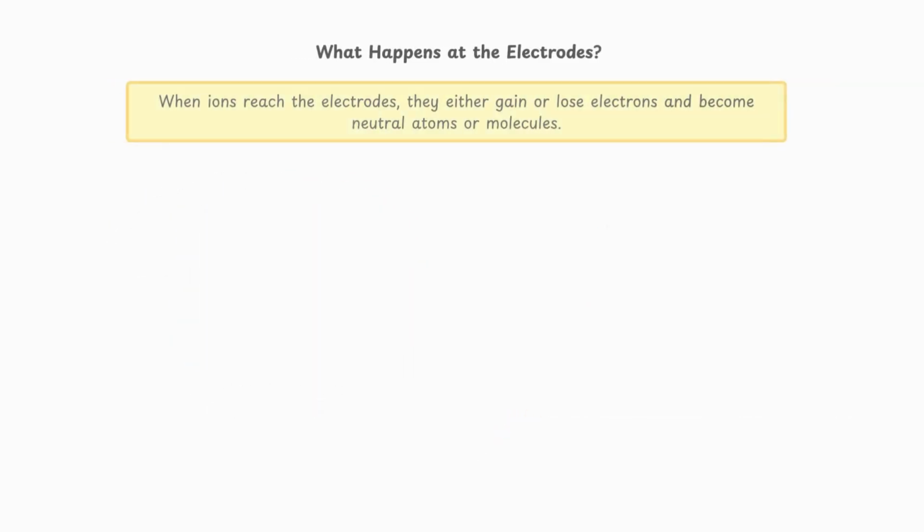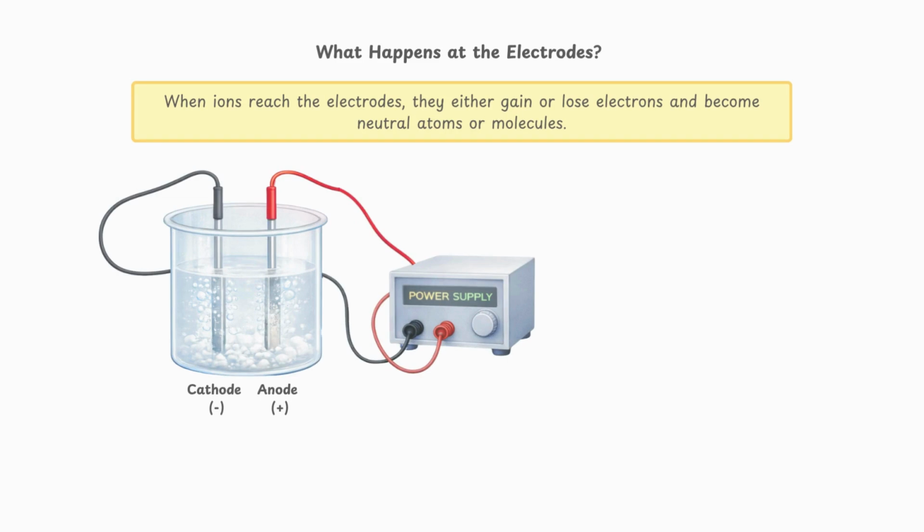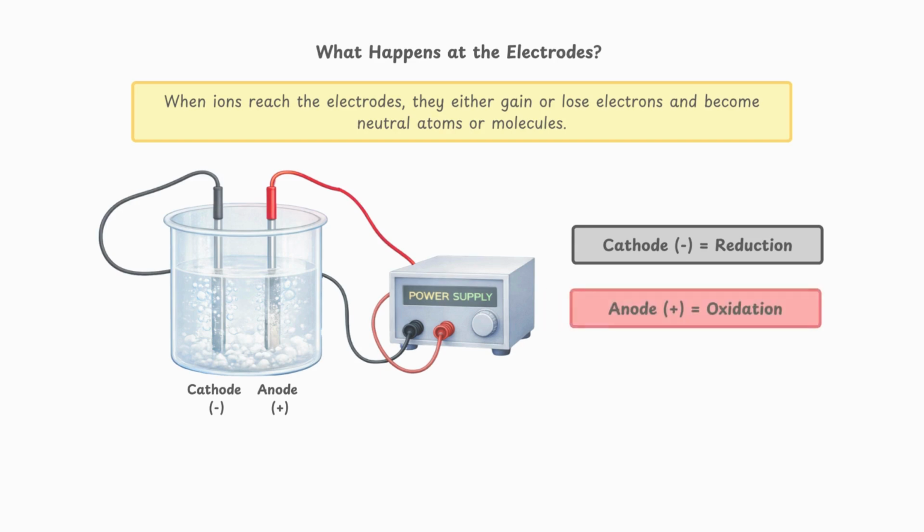When ions reach the electrodes, they either gain or lose electrons and become neutral atoms or molecules. At the cathode, positive ions gain electrons. This is called reduction. At the anode, negative ions lose electrons. This is called oxidation.